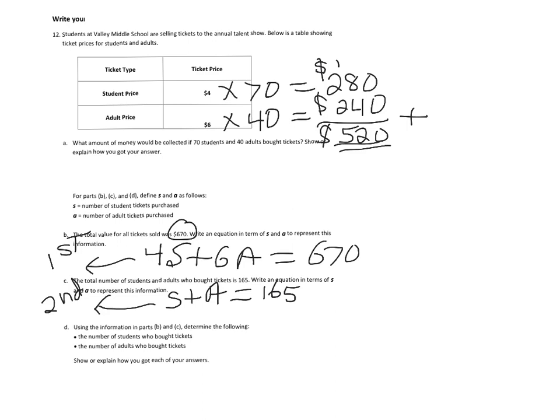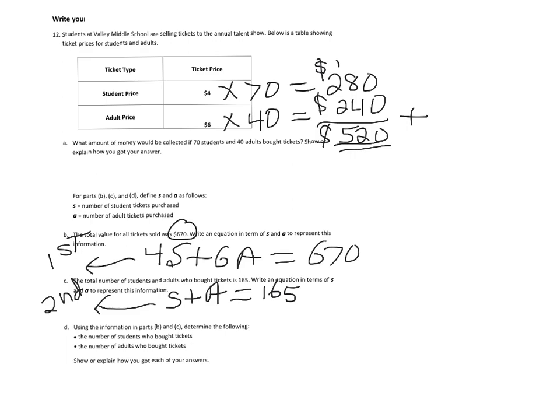Now, using the information in parts B and C, determine the number of students who bought tickets. I want to warn you, this has nothing to do with A, because A says there are 70 students and 40 adults buying tickets. B, C, and D are a totally separate problem. Yes, of course, B, C, and D use the same price information, but we're not talking about the same number of students and adults attending.